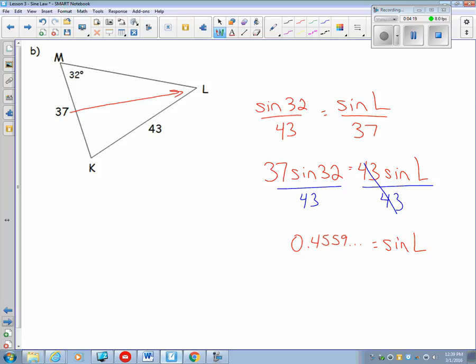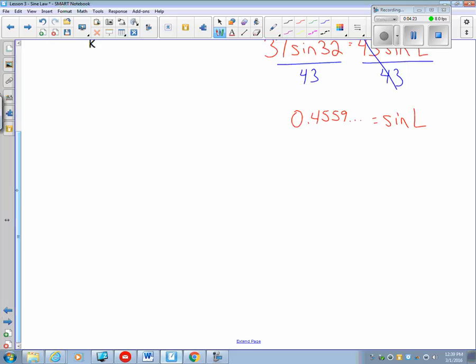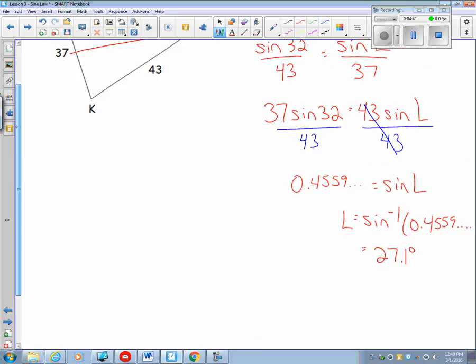And like SOHCAHTOA, when I want to get an angle, I need to take an inverse. So to get L, I'm going to take the inverse of that big long decimal that's on your calculator, 559... keeps on going. Use your second function. If you type that in there, you should get 27.1 degrees. And I've got myself L.